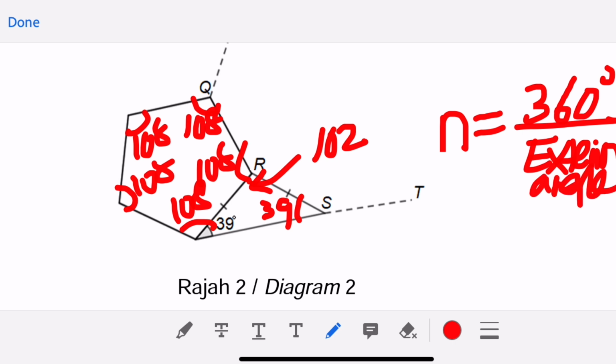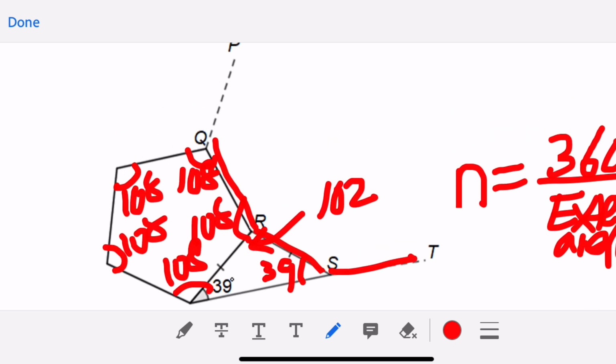So what is the exterior angle for this one? It's actually 39, right? Exterior angle is 39. So that means 360 divided by 39. This one is the shape. This is the shape. So this is 102.